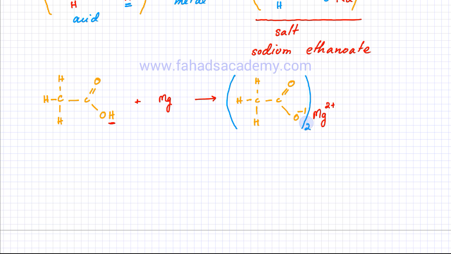So there should be two ethanoate ions, because one ethanoate ion has a -1 charge, which means it's gaining only one electron, whereas Mg is losing 2 electrons. So there should be two ethanoate ions. One would gain 1 electron and the other would gain the other electron. So there would be two ethanoate ions, and I'll have hydrogen gas produced with it. So this is your salt, which is magnesium ethanoate.